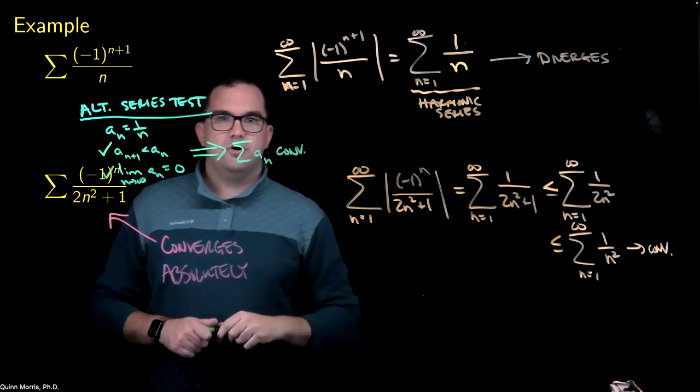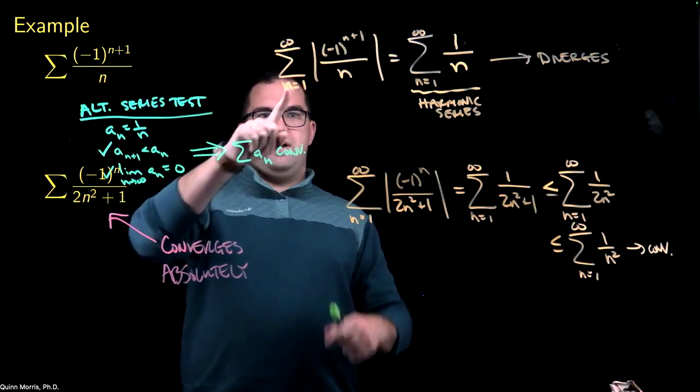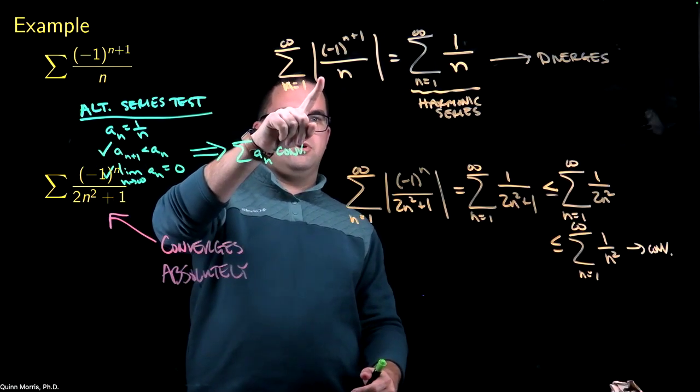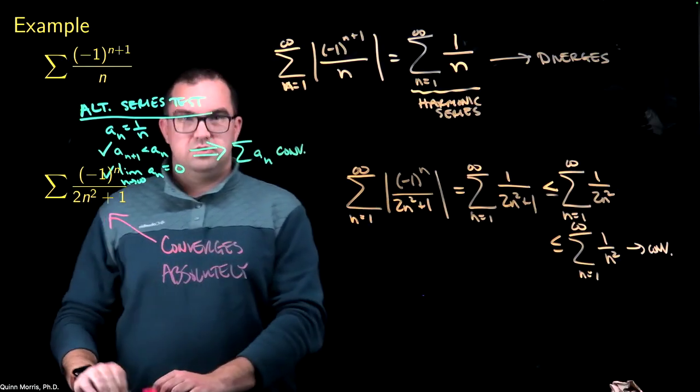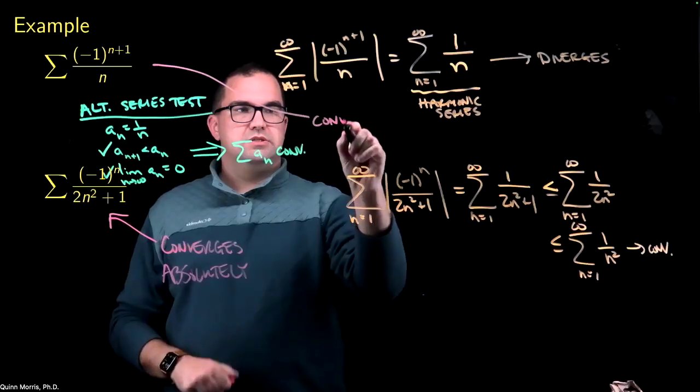So here we have that this series converges, but the sum of its absolute values does not converge. So for this series, right, we would say that this converges conditionally.